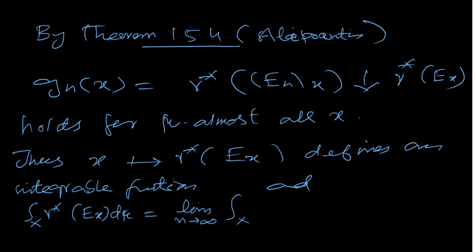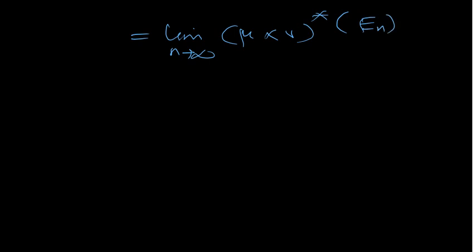So this one is the limit of the integral of nu star of En x d mu. Okay, and that is equal to mu cross nu star of En. That is equal to the limit as n approaches infinity of mu cross nu star of En, and that limit, as soon as En decreases to E, is equal to mu cross nu star of E.